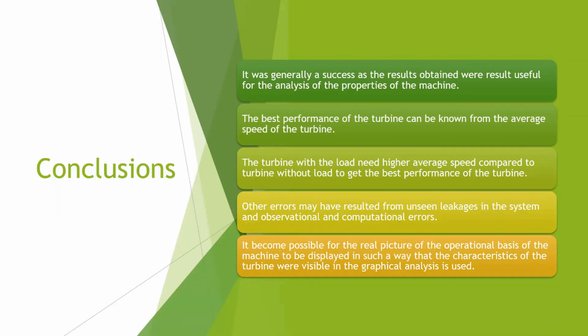From the experiment results, it became possible for a real picture of the operational basics of the machine to be displayed in such a way that the characteristics of the turbine were visible in the graphical analysis used. Other errors may have resulted from unseen leakage in the system and observational and computational errors. This experiment was, however, carried out with a great level of care to reduce the occurrence of such errors.